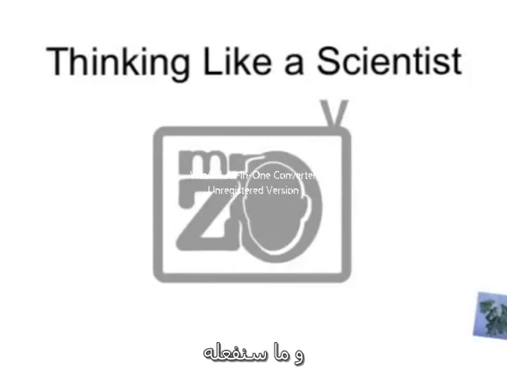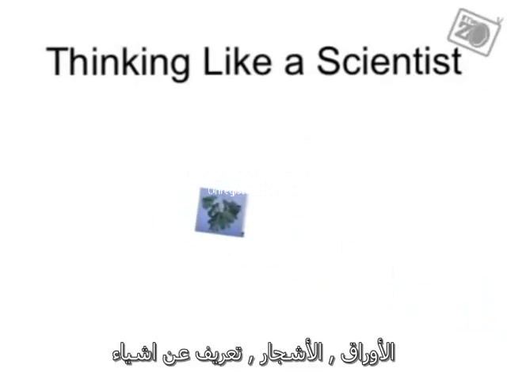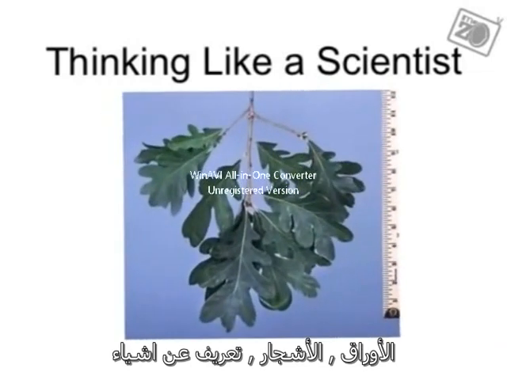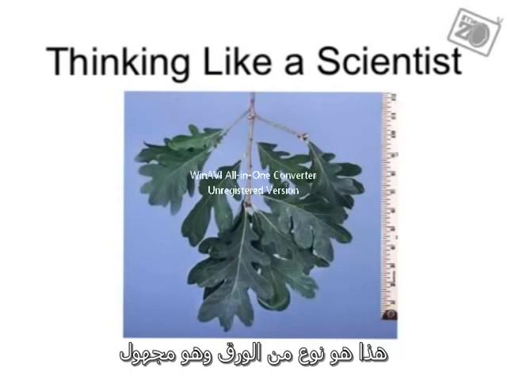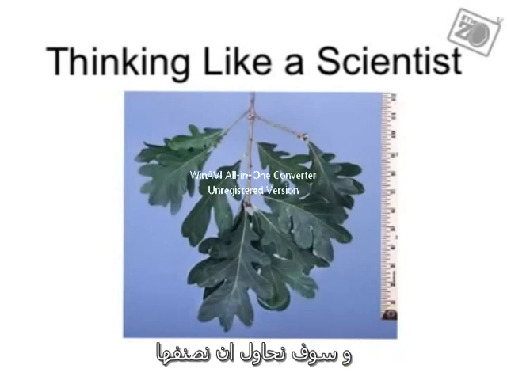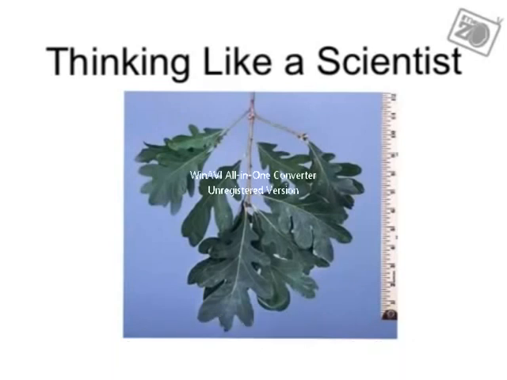And as we do that, we're going to talk specifically about leaves, trees, identifying things, and a bunch of other stuff related. This is a type of leaf, and it's an unknown, and we're going to try to classify this guy, figure out what it is, but first we have some steps to take along the way.